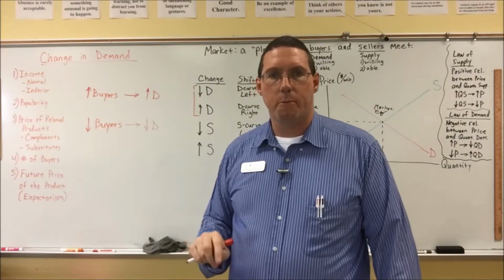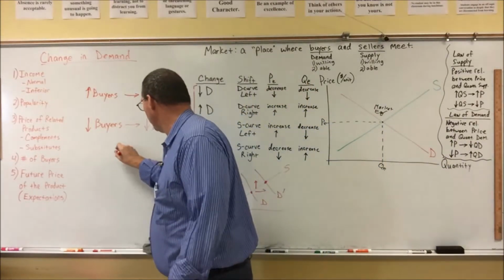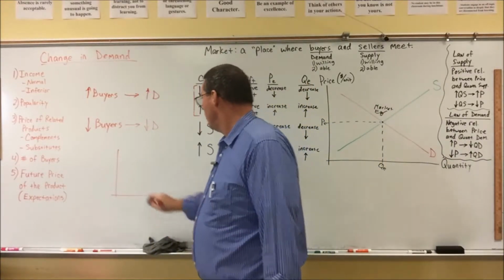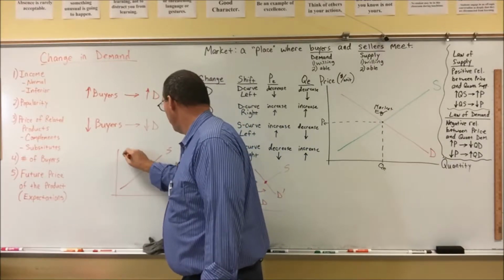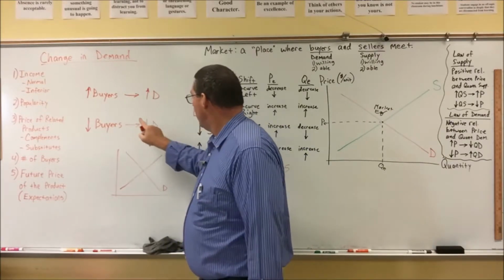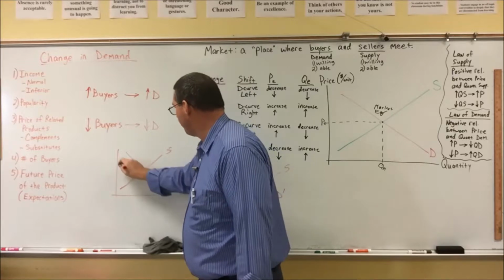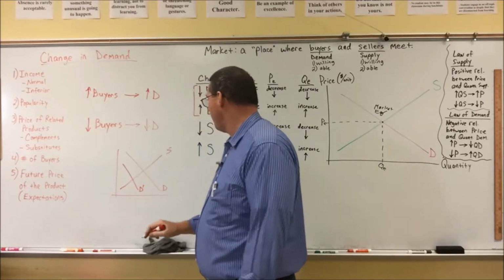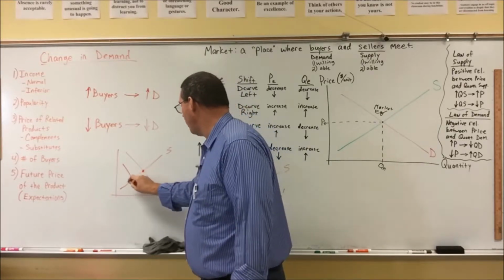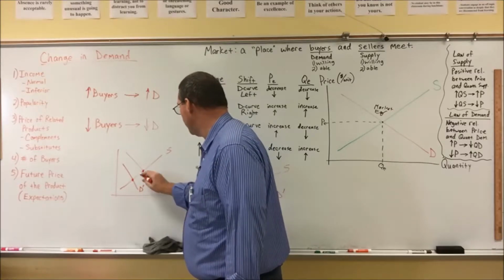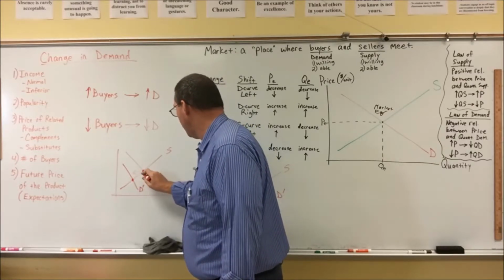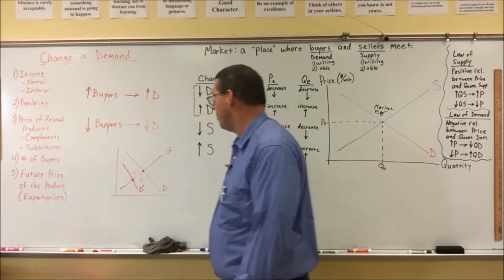And again, I know I haven't done one in a few minutes, but we can draw the supply curve, we can draw the demand curve. A decrease in demand is a left shift of the demand curve, so there's D prime. And you can see here the new equilibrium quantity. We had a decrease in quantity and a decrease in price.